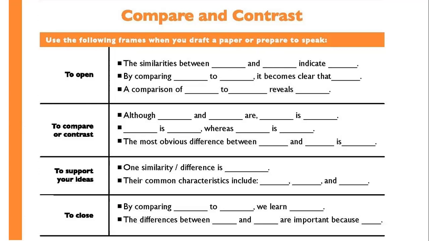If you want to support your ideas, you can use this one: one similarity or one difference is, their common characteristics include this, this, and this. To close, by comparing Puritans to Pilgrims, we learned that blah, blah, blah, or the difference between Puritans and Pilgrims are important because blah, blah, blah. So this is going to be very useful for you to write your essay.